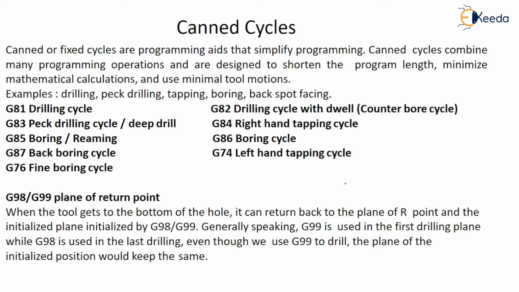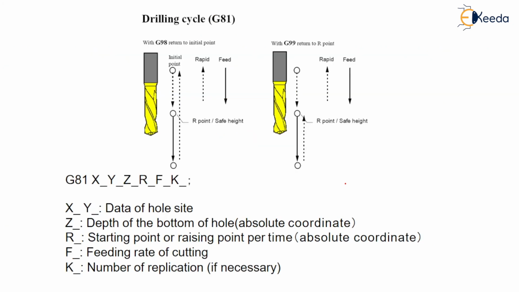Okay. So G98 and G99 are the plane of return point. That means when the tool gets to the bottom of the hole, it can return back to the R point plane or the initial plane by G98 or G99. Generally speaking, G99 is for the first drilling and G98 is for the last drilling. Even though G99 is used to drill, the plane of the initialized position would stay the same. So this is a drilling cycle with G98, and for retraction purposes it is returned to the initial point. Okay. So G81 is used for the drilling cycle.